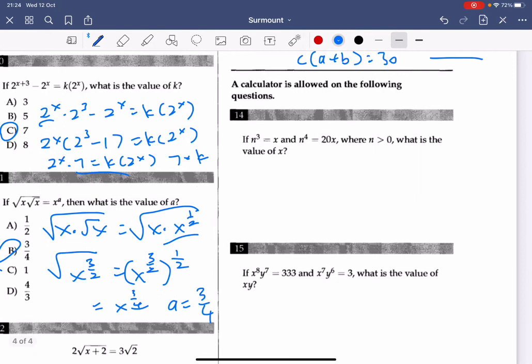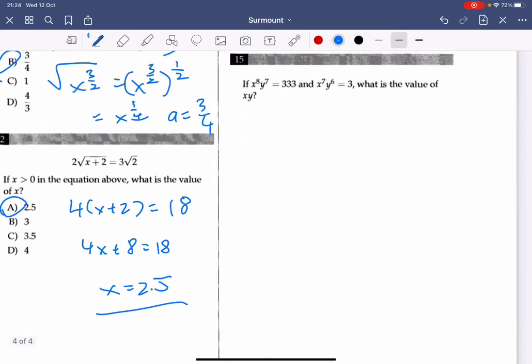And a calculator is allowed, but you don't really need a calculator here. So n to the power of 4 equals 20x. So you want to multiply both sides of this equation by n. So you get n to the power of 4 equals xn. And n to the power of 4 is 20x. So 20x equals xn. So n equals 20. But be careful here, they're asking for the value of x. So you just plug it back in and you get x equals 8,000.